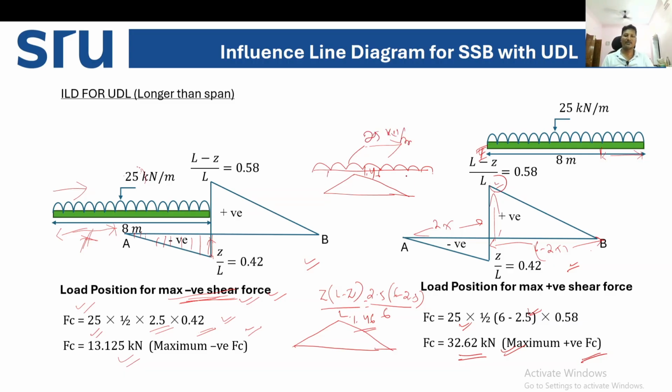So you see what is the ordinate? No need to find out the ordinate. Directly you can calculate the maximum bending moment, which is load into area under the load, right? So what is the load? 25 kilonewton into area under the load, which is half into base, 6 meter, into height, 1.46. Just calculate whatever value you will get, that will be the maximum bending moment, right?